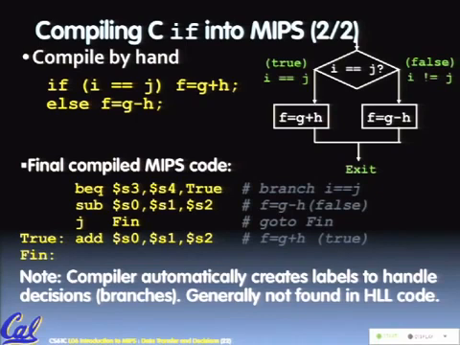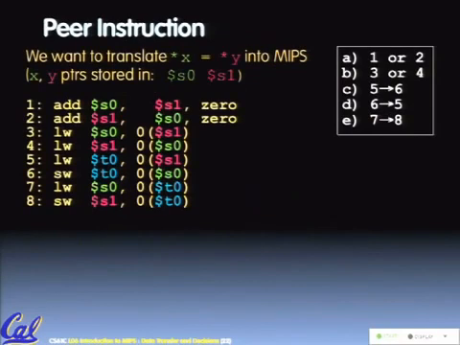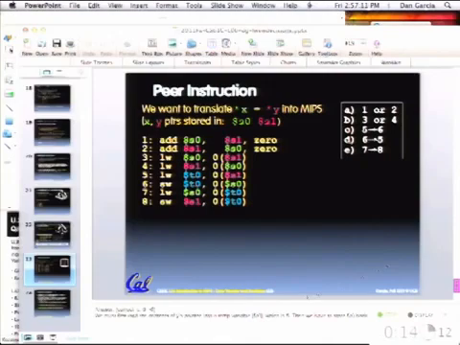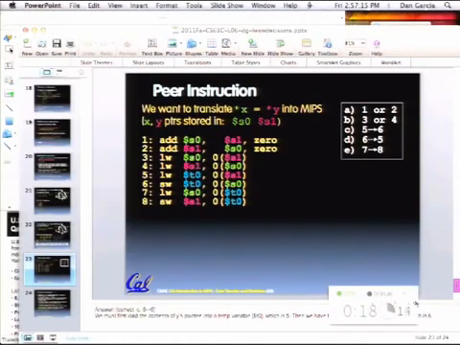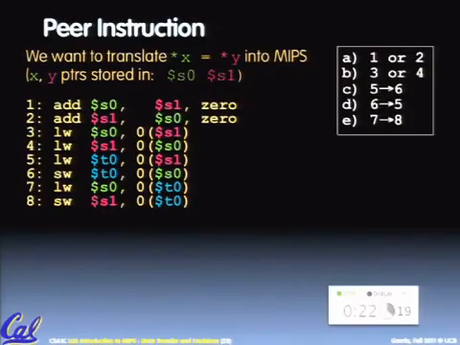Okay, I want to translate the following line: star x equals star y into MIPS. x and y are pointers stored in S0 and S1. I use color; hopefully those of you who are not colorblind, the colors can help you with this. T is another color, which is blue. And I'm going to boil this down to one of 5 possibilities. A means either 1 or 2 does the thing. And B is either 3 or 4. One of those 2 is the answer. C is definitely 5 and definitely 6. D is definitely 6 and definitely 5. And E is definitely 7 and definitely 8. So register in. Take your time.